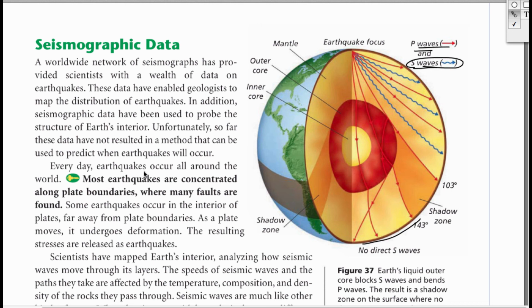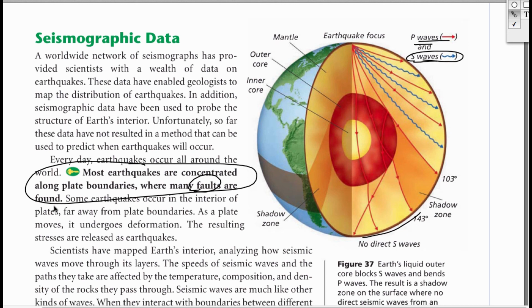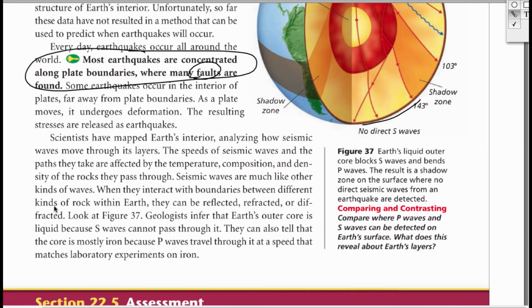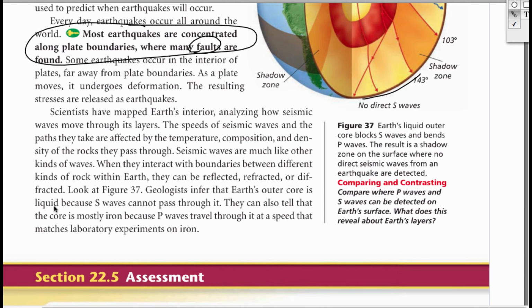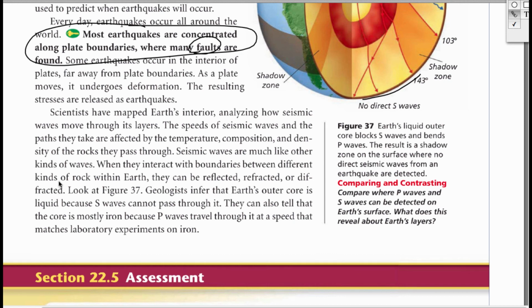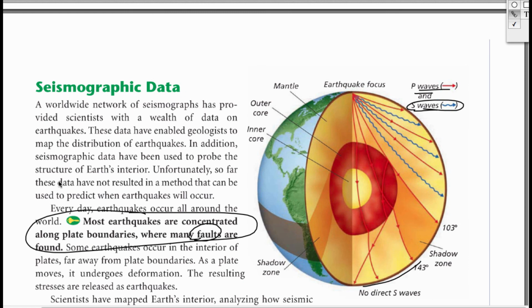These earthquakes are happening, as we mentioned, along plate boundaries. Why? Because that's where the different plates are rubbing against each other. Along these faults and along these different areas where the different portions of our Earth's surface are interacting, where they're meeting, where they're rubbing against each other. Okay? All right. That's basically the idea of what you need to know from this section. Really short and sweet, to the point. Just make sure you understand this information about earthquakes.